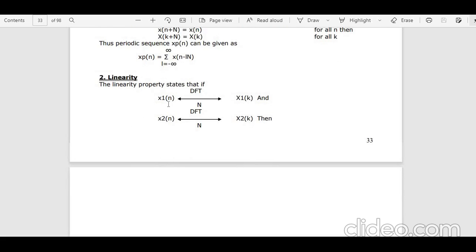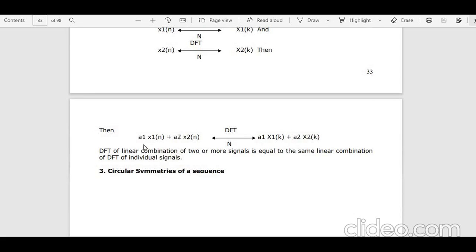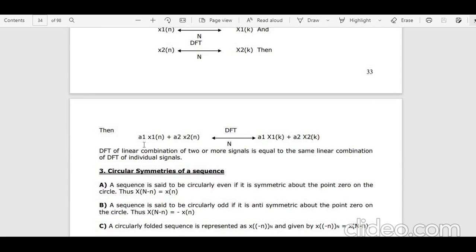In linearity, what we have learned is: if your first sequence x1 of n, if you take the DFT, it will become X1 of k, and x2 of n will become X2 of k. If you take constant factors, a1 x1 of n plus a2 x2 of n, that will be written as a1 X1 of k plus a2 X2 of k.